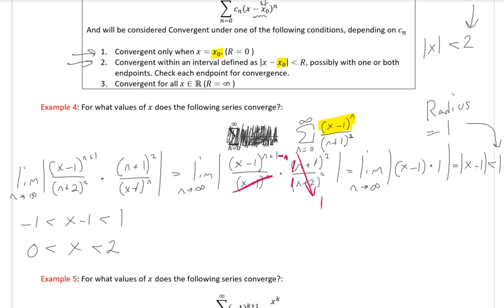However, our question is now, because this is not the end answer, what happens when x is either equal to 0 or x is equal to 2? So we have to check that. So x equal to 0. We look at our original summation. We plug in 0 for that. What we get is the sum of (negative 1) to the n power over (n plus 1) squared.